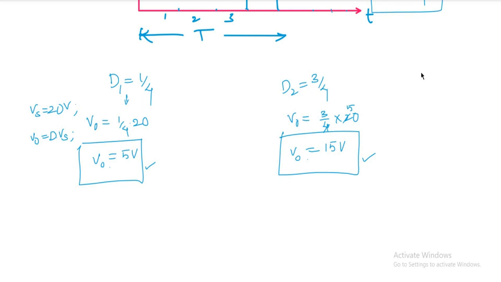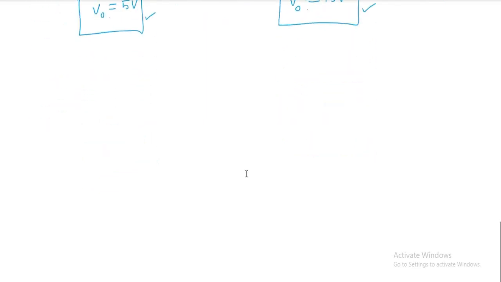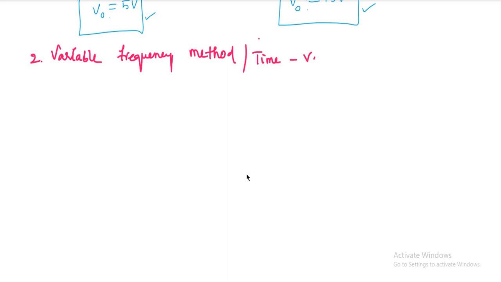Now we are going to see the second method to change the output voltage of the converter, by changing the frequency. That is nothing but the variable frequency method. Variable frequency is nothing but variable time period. We know that frequency equals 1 by T. If we can change the time period, we can change the frequency. So how can we change the time period here? Let us take a graph for this.